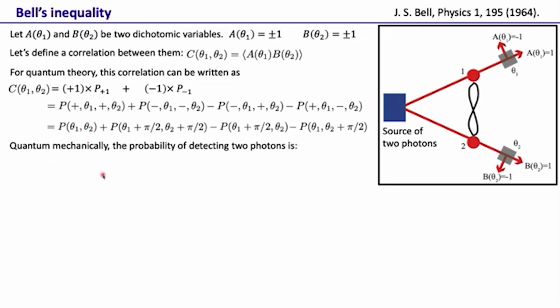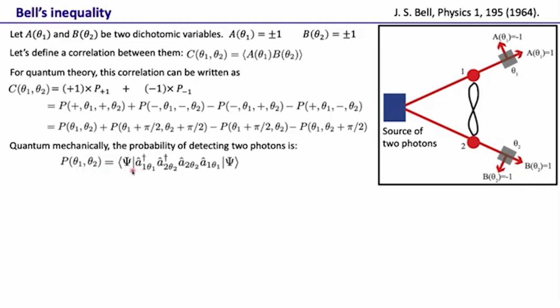Quantum mechanically we know that the probability of detecting two photons, this probability, is basically the probability of detecting one photon at θ1 and the second one at θ2. This one is the probability of detecting two photons, the first one at θ1 plus π/2 and the second one at θ2 plus π/2, and so on. So how do we define this probability? We have seen that such probabilities we also call coincidence probabilities.